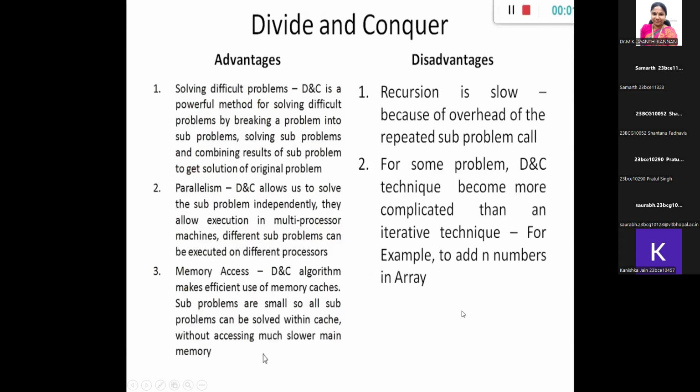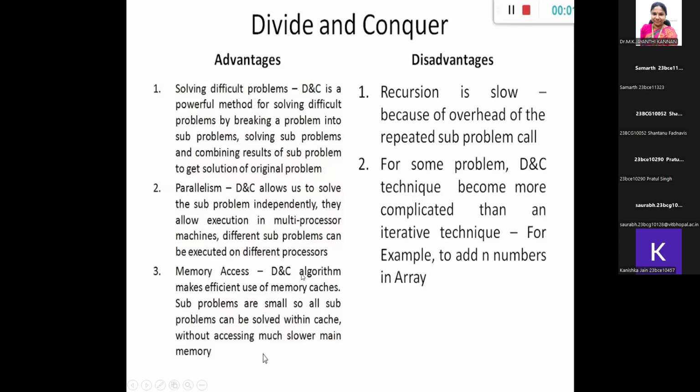What are the advantages and disadvantages of this divide and conquer approach? Solving difficult problems is made easy using divide and conquer, because it is a powerful method for solving difficult problems by breaking the problem into subproblems, solving the subproblems and combining the results of the subproblems to get the solution of the original problem. And here we are using parallelism because we are calling recursive functions. Divide and conquer allows us to solve the subproblems independently. They allow execution on multiprocessor machines. Different subproblems can be executed on different processors.